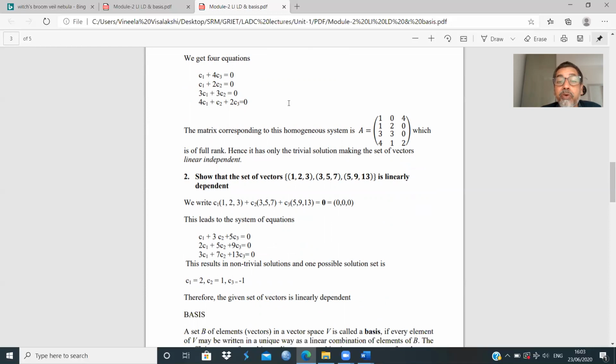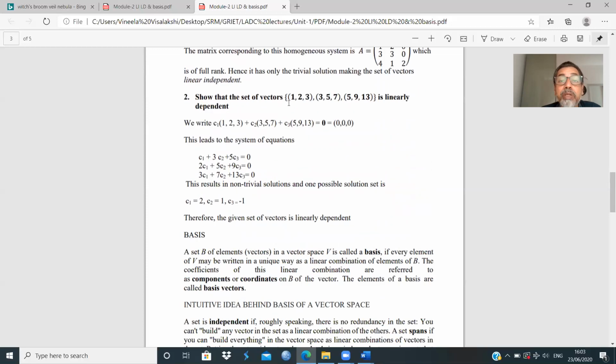When we find the rank of the coefficient matrix, we find it's a full rank. And once it's a full rank, then C1, C2, and C3 can be found to be trivially zero. Therefore, the given set of vectors is linearly independent.